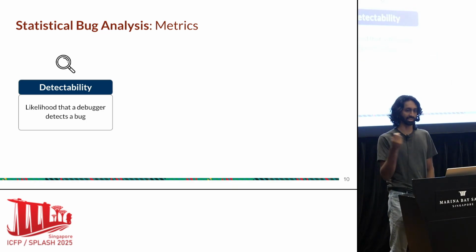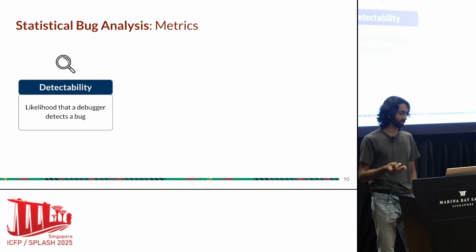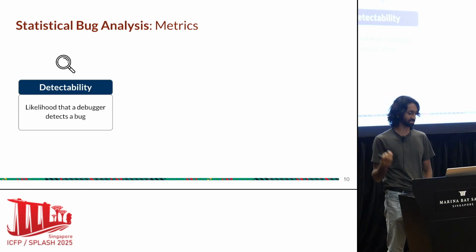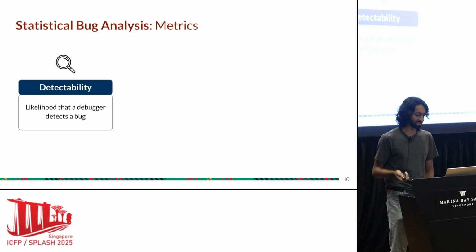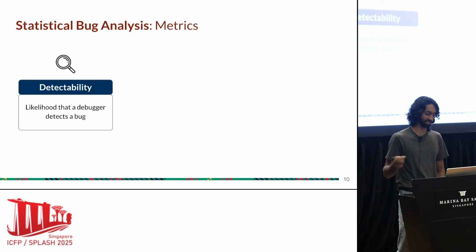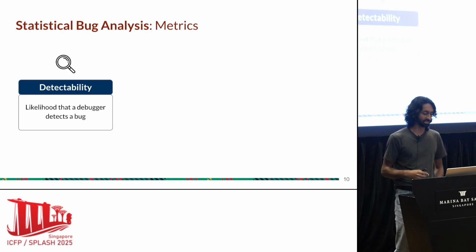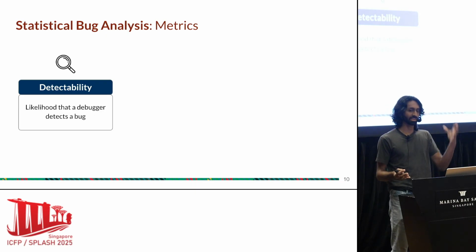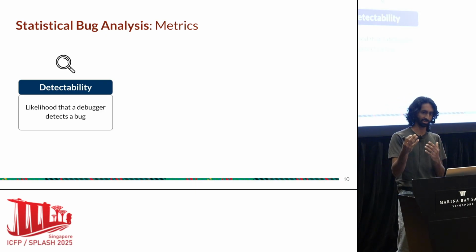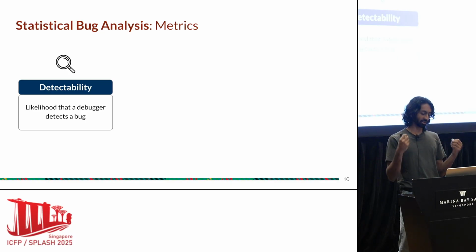Now, before I get into the bugs we detected, it's useful for us to understand how we evaluate the system. And this is one of the main contributions of our work, which is to propose metrics for statistical bug analysis. The first metric we see is this metric of detectability, which is quite simple. It's the likelihood that a debugger detects a bug. This is a metric that ties in both the bug characteristics and the debugger properties.